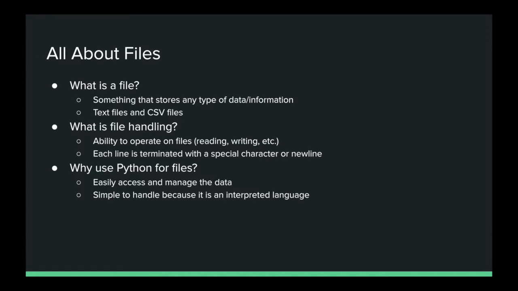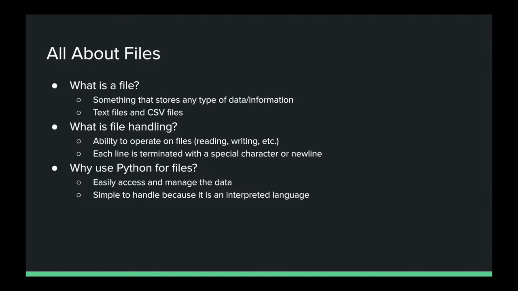In this video, I'm going to be talking about files in Python. So what is a file? A file is anything that stores any type of data or information. This could be a photo file, a PNG file, or an audio file, but the two that we'll be talking about today are text files and CSV files. And I'll talk more about what a CSV file is later on.